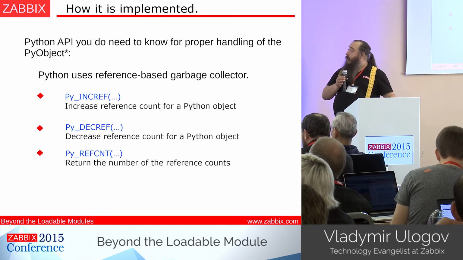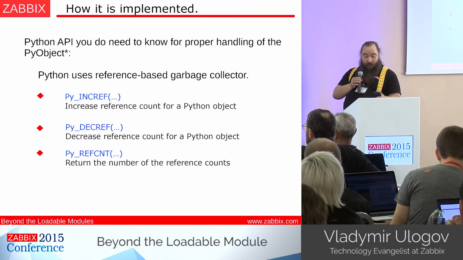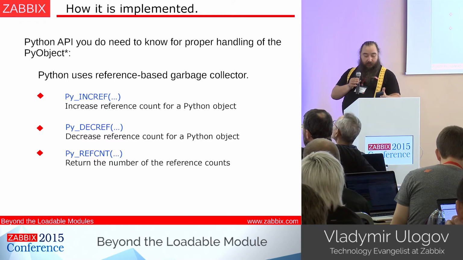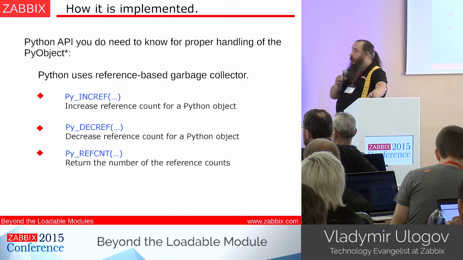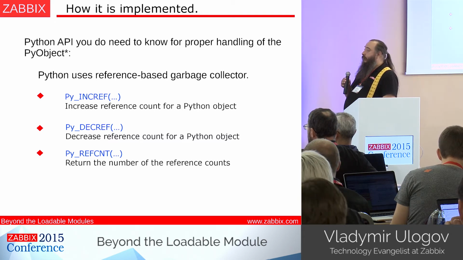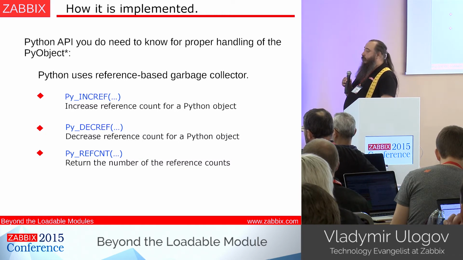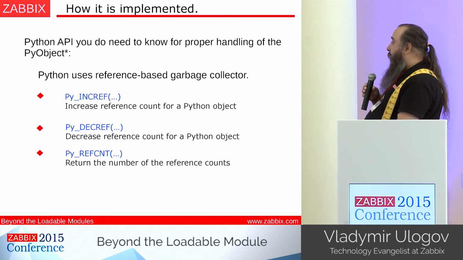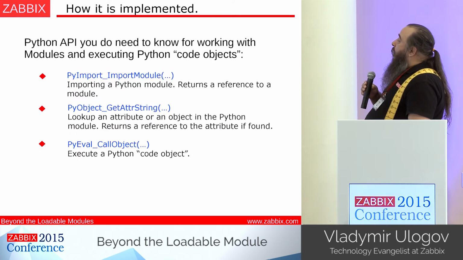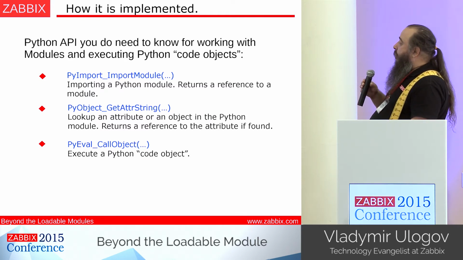And I already mentioned that Python is a garbage collected language, and the life of Python objects is controlled by the number of references. If you create an object, you need to increase the reference. If you free an object, you need to decrease the reference, and that's how you control the reference count. So, the Python API you need to know to work with the modules.